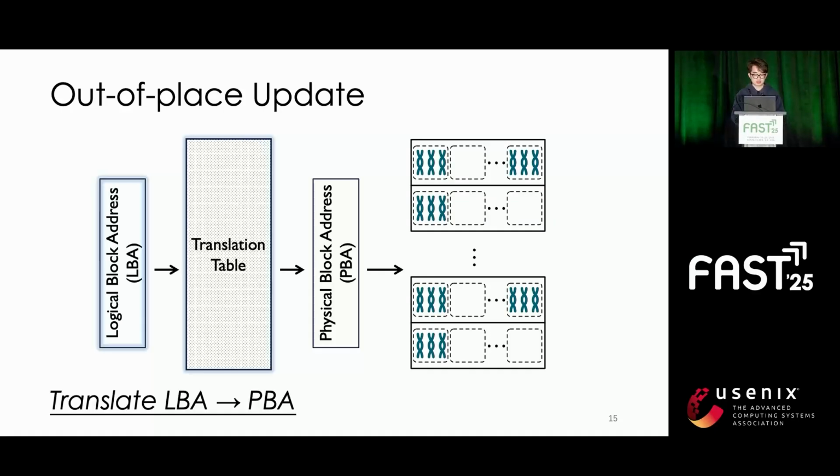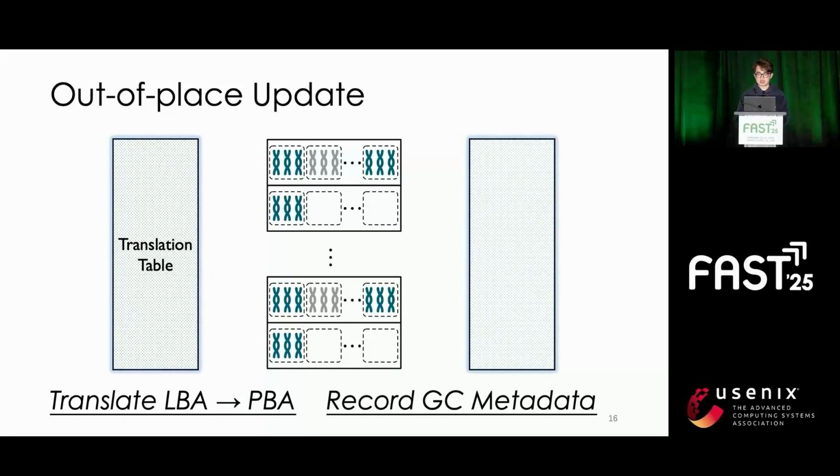To mitigate the update cost, just like SSD, a straightforward approach is to employ out-of-place update. We provide the logical block address to users and employ a translation table, which translates the LBA into PBA to realize out-of-place update. The out-of-place update brings garbage, which needs to be collected periodically. To facilitate garbage collection, we typically record some GC metadata, including the reverse translation table, which translates the PBA back into LBA, and also the valid bitmap, which records the validity of a physical block.